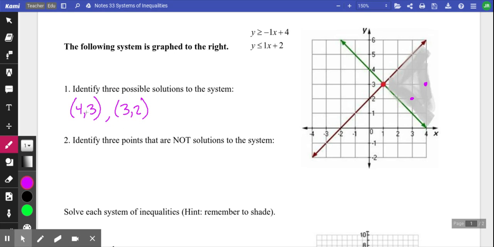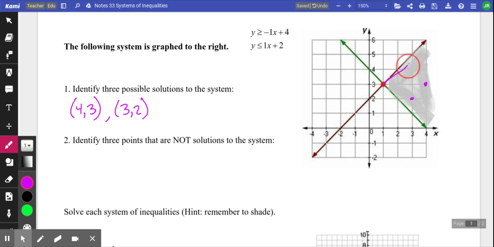I don't have to take these ordered pairs and plug them in. I could if I wanted to verify, but since I already have this graph, I look to see in the graph where the solution lies. That solution lies in the shaded region. But not only that, it also lies on any of the boundary line that's solid and touching the shaded region.